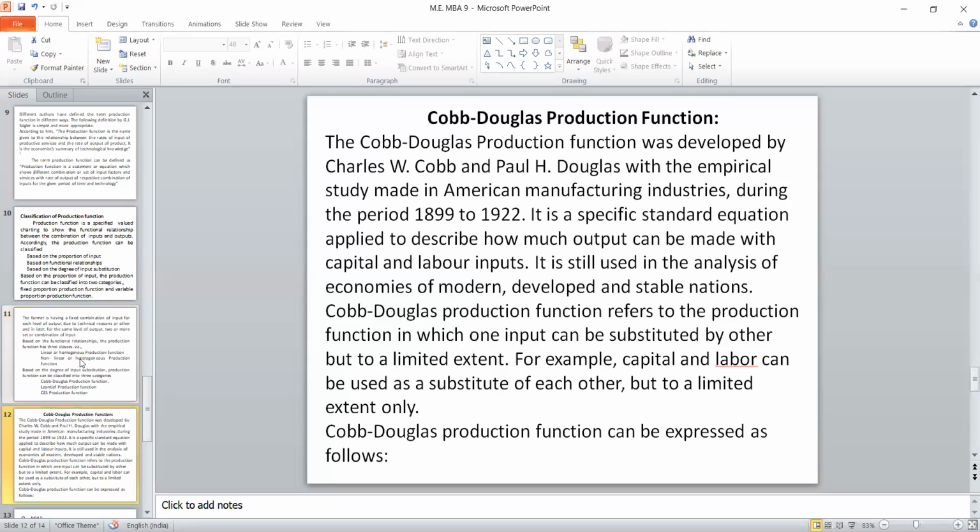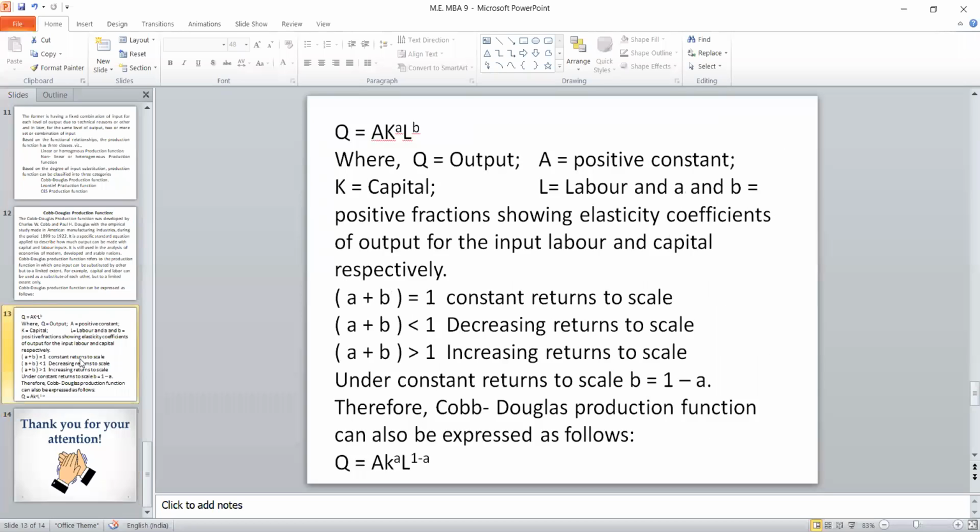This particular production function was given by two economists of America, Charles W. Cobb and Paul H. Douglas. These two people ran a survey from 1899 to 1922, more than 23 years. They conducted a survey with the manufacturing units, and finally they derived one particular equation. That equation is nothing but the production function. The left hand side Q is the output, the right hand side has a few variables, that is input. So what is the relation between these two? It's nothing but the production function.